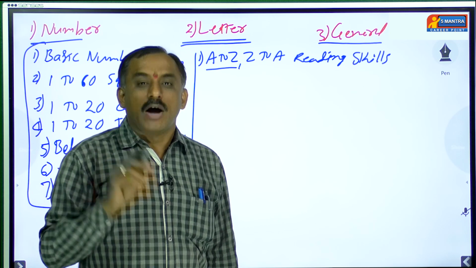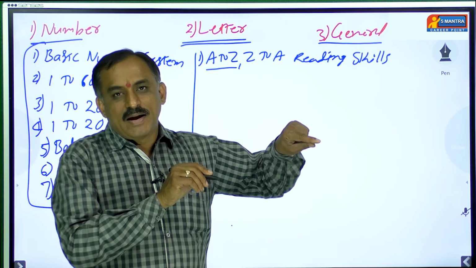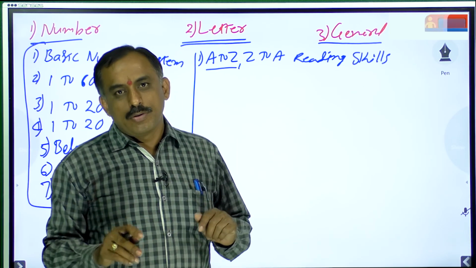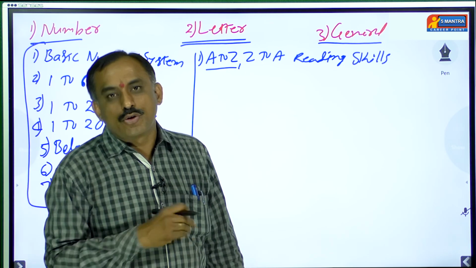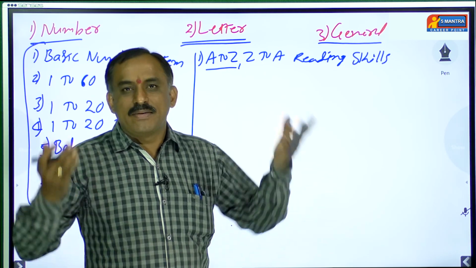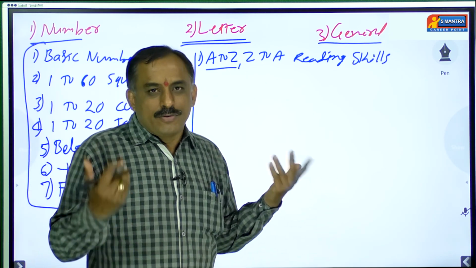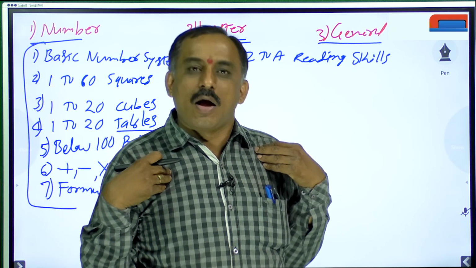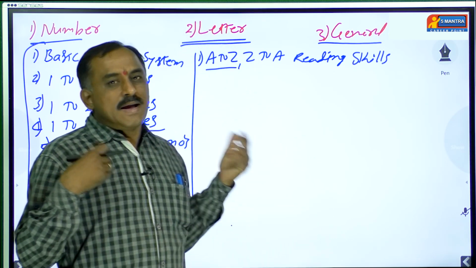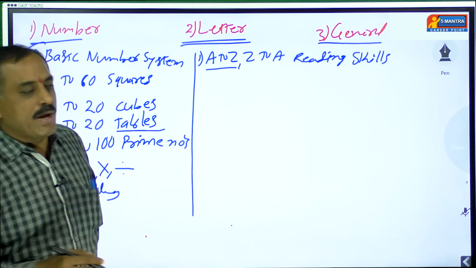After completing the class, please write the letters from A to Z in your notebook. Then after that, read from Z to A. If you read 5 or 6 times, easily you can remember. Because these letters are not new for you. Already you know. So try to read the letters from Z to A.